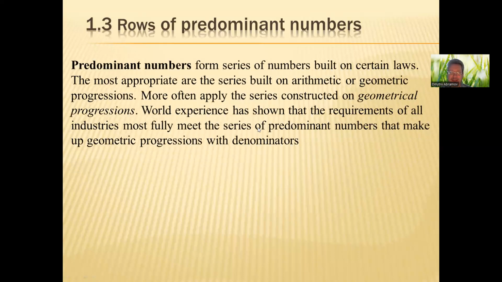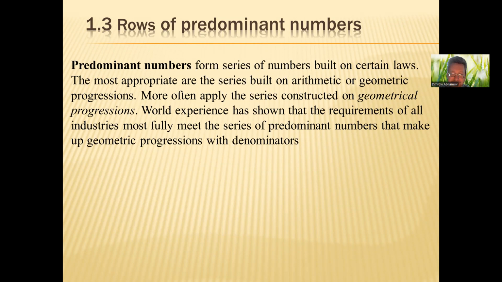And now we start item 1.3, rows of predominant numbers. Predominant numbers form series of numbers built on certain laws. The most appropriate are the series built on arithmetic or geometric progressions. More often, we apply the series constructed on geometrical progressions.